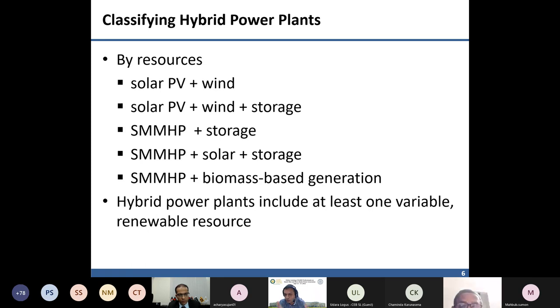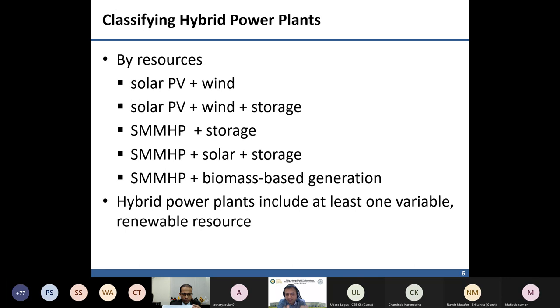of a research project that has been going on for the past 5-6 years, where some run-of-the-river plants have been hybridized with battery storage. You can also add solar to it. That increases the amount of generation that you can get. And then you can also hybridize a small hydropower plant with biomass-based generation. So it really depends on what assets are available to you in a particular location and what makes most economic sense, based on which you will decide what resources to pick.